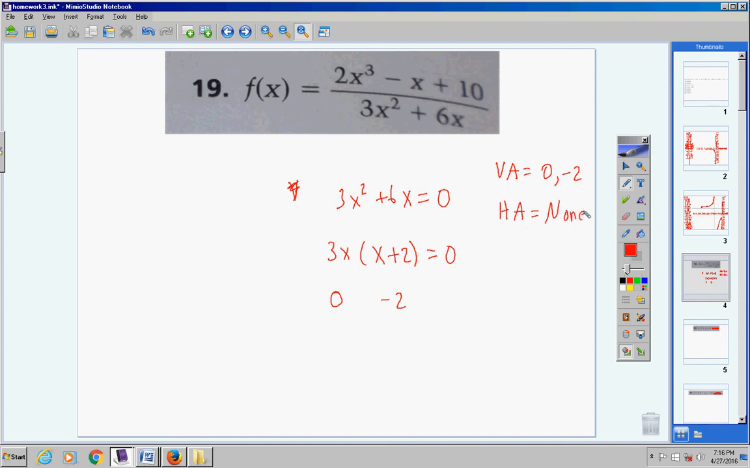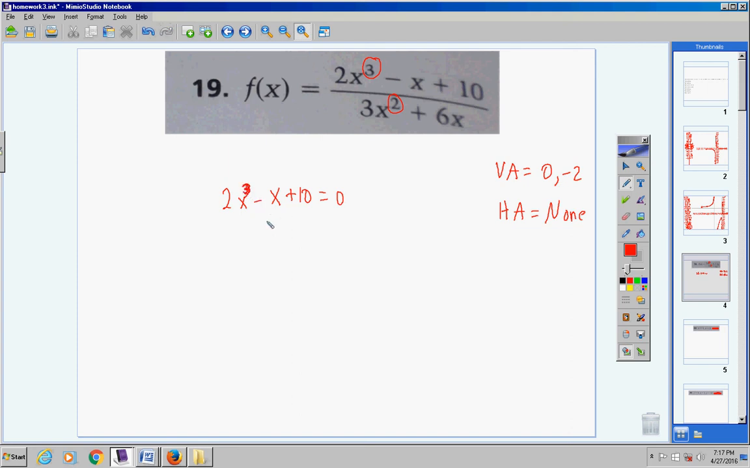Whenever the degree in the numerator is greater than the degree in the denominator, then you have no horizontal asymptote. Okay? Now the x-intercept, well, we're going to take the numerator, set it equal to 0, and solve. There we go. And very quickly, let's factor this. Well, it's not factorable, okay? So it's not factorable, guys. I'll be honest with you. We really don't have to solve this. We don't have to know the x-intercept.